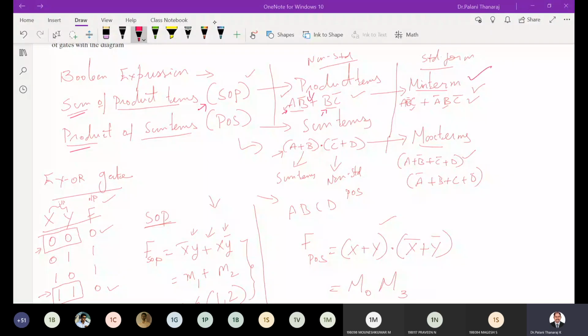Most probably they won't tell you the type of expression. They will give a problem and ask you to realize it.